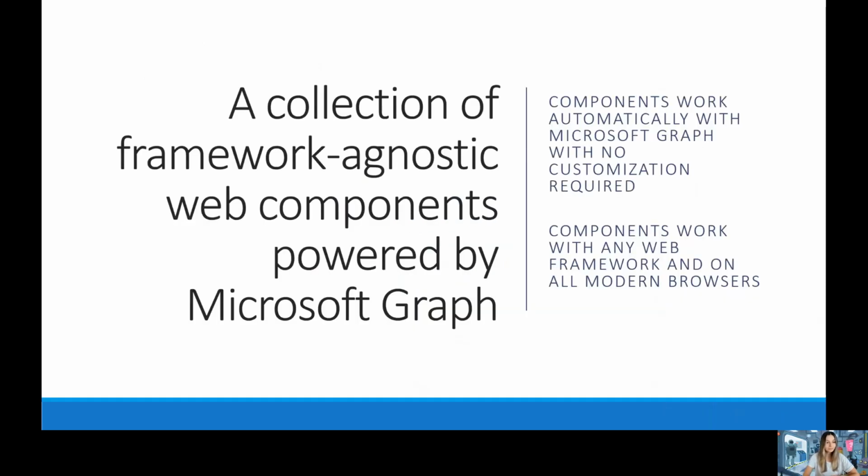Let's start. What is Microsoft Graph Toolkit? Microsoft Graph Toolkit is a collection of framework-agnostic web components powered by Microsoft Graph. Basically, all these components work automatically with Microsoft Graph, so we don't need any additional customization, or any other code or calling API written. We just call the components in our code, in our web application, our Teams application, or SharePoint web component, and these components work fine without any other touch.